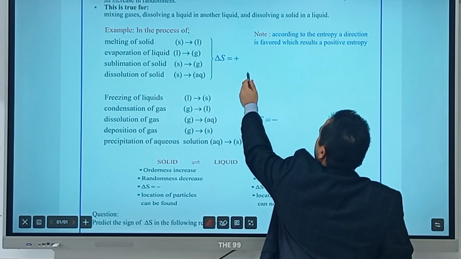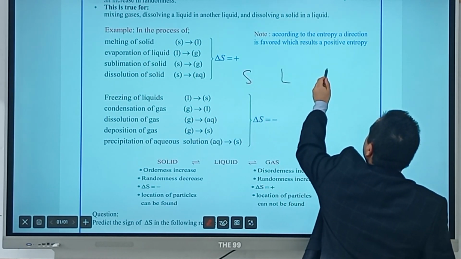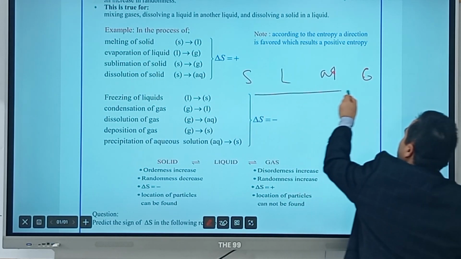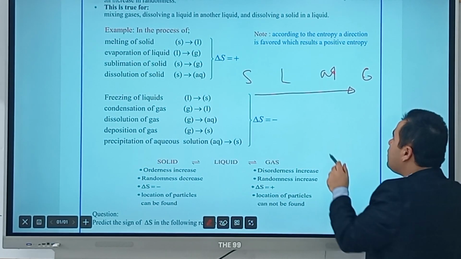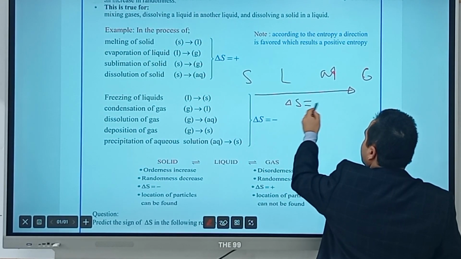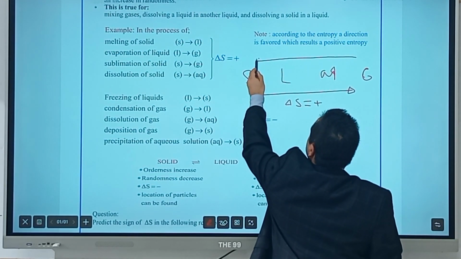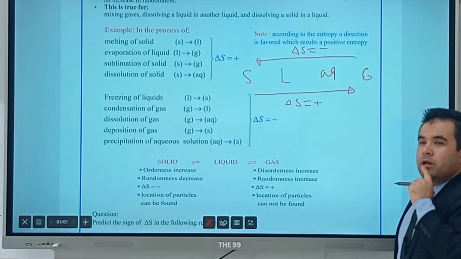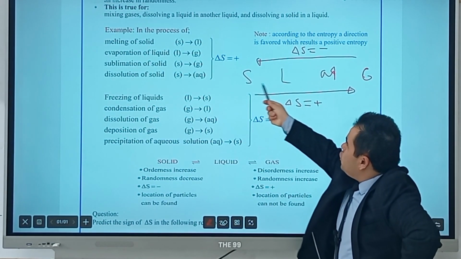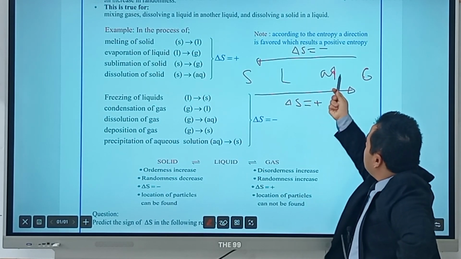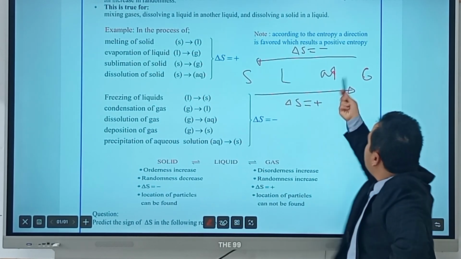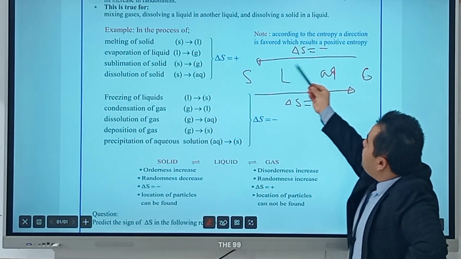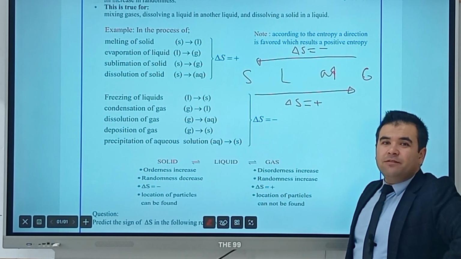If the physical state is solid, liquid, aqueous, or gas, guys, in the direction toward the gases it results in a positive entropy. In the reverse direction toward the solid, it results in a negative entropy. So whenever solid goes to liquid, liquid to aqueous, liquid to gaseous, or solid to aqueous, it results in a positive entropy, and the reverse process results in a negative entropy.